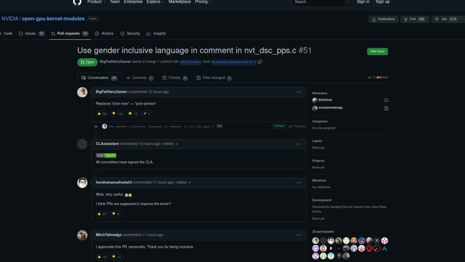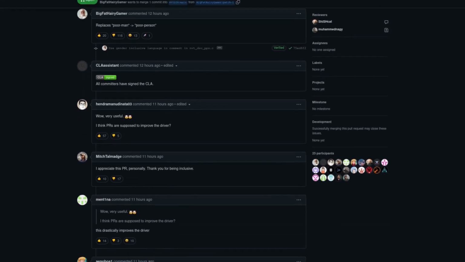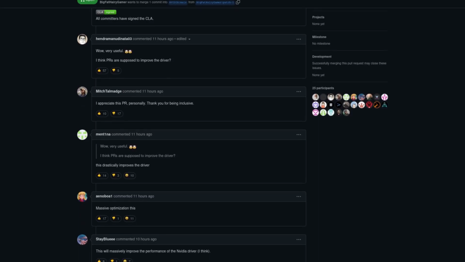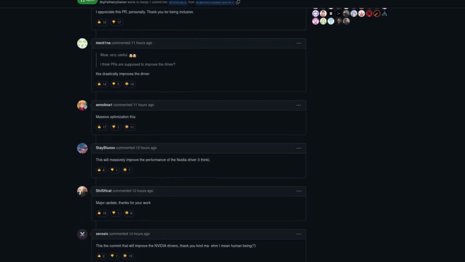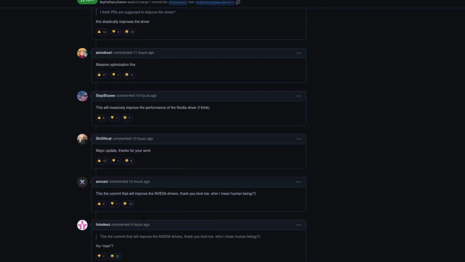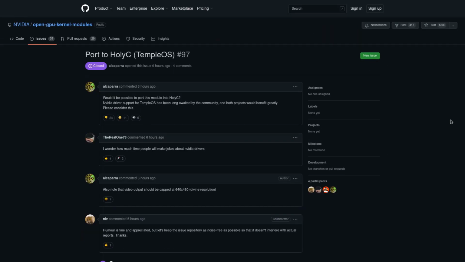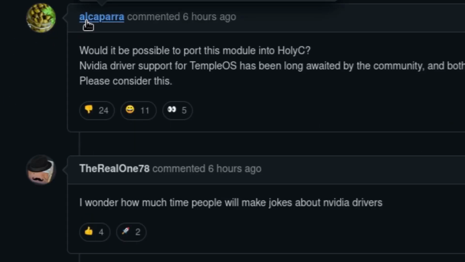use gender-inclusive language in the code, because God forbid somebody sees words like poor man. No, no, no, let's change that to poor person. Very, very important. And then there's also an issue like this, which just got closed, to port the driver to Holy See in TempleOS. Something tells me that this person is one of you guys.